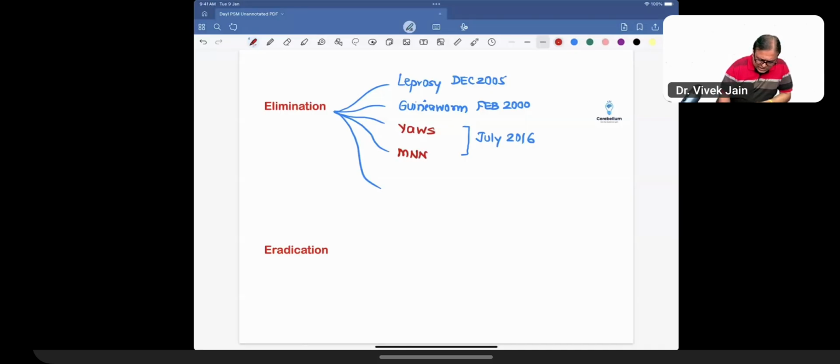Can you tell me the causative agent of yaws? Causative agent of yaws is Treponema pertenue. What is the difference between yaws and syphilis? Public health wise. You do not need to memorize this, but these are diseases you should know. What is the difference between yaws and syphilis?